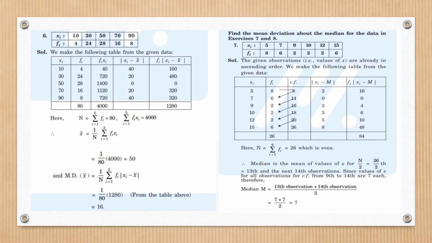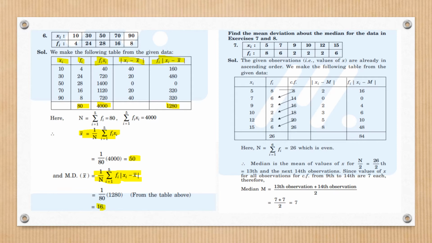Again for number 6, this is the table for xi. This is fi. We'll find xi fi, then mod xi minus x bar, and then fi times mod xi minus x bar. So the sum of fi here is 80. This is 4000, and this is 1280. Now the mean is 1 by n times summation fi xi, right? So it is 4000 by 80, that is 50, and my mean deviation about mean is 1 by n times this summation fi times mod xi minus x bar. So it is 1 by 80 times 1280, that is 16.